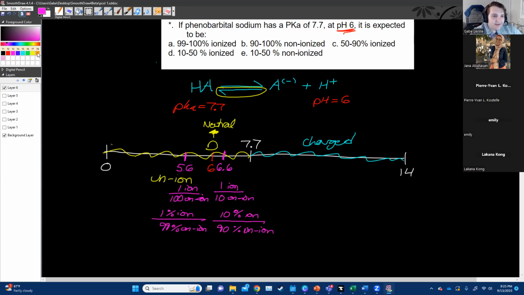So for a pH of 6, this would mean, and how to interpret this, is that it would be 1 to 10% charged or 90 to 99% uncharged.